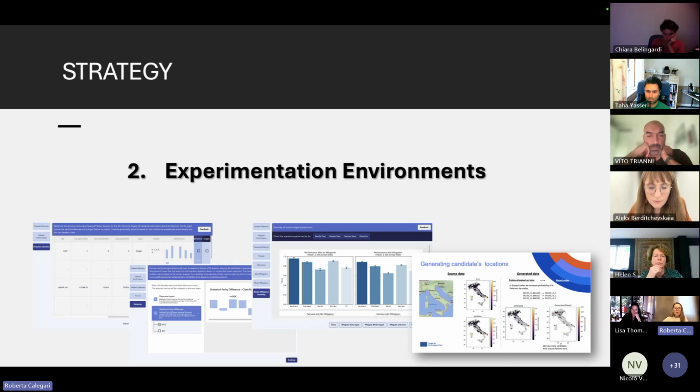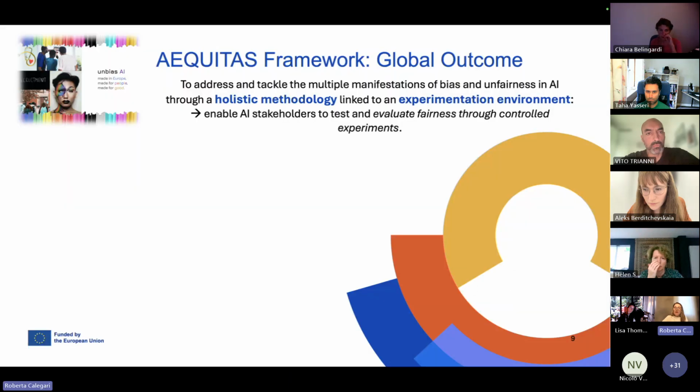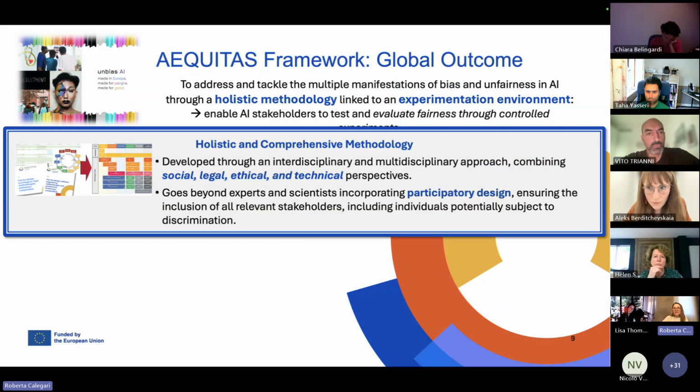In the Equitas project, we built a holistic methodology starting from the high-level requirements of the AI Act, and we grounded them into technical tests that we can perform when we have to deal with an AI system that has an impact on society. Or technical methods that we can apply even at the level of the design of an AI system to have so-called fairness by design.